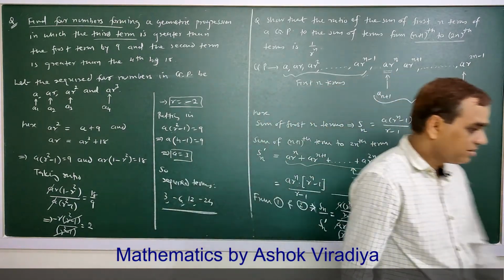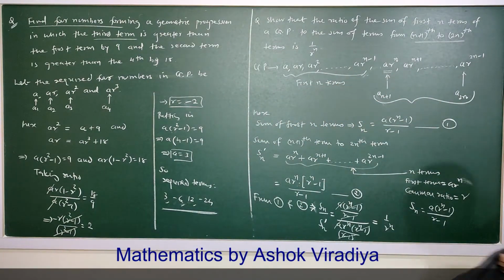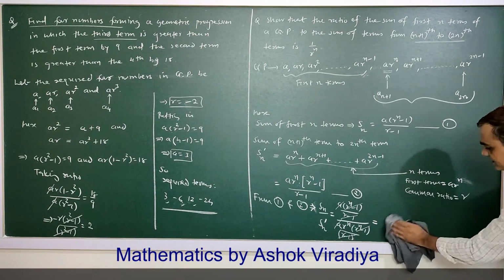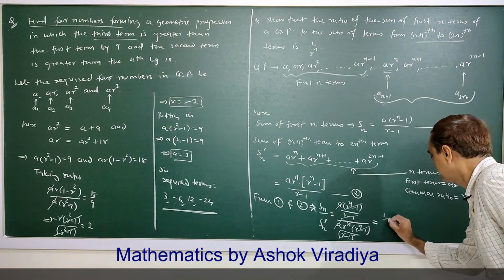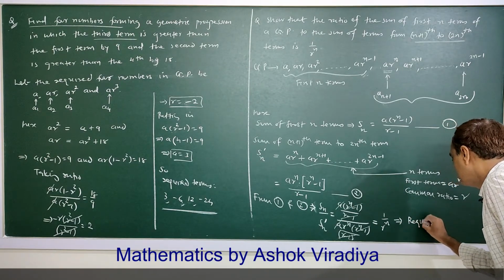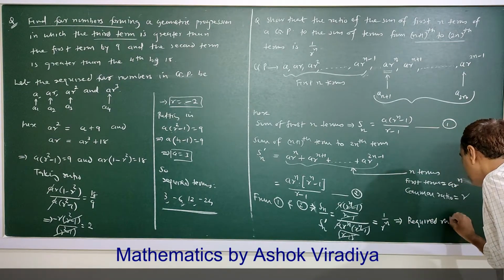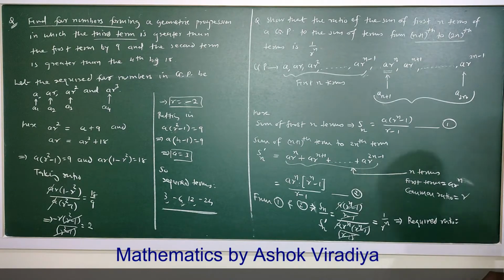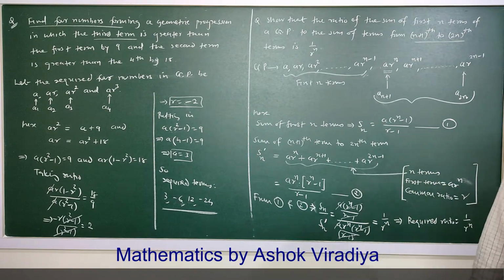So therefore here required ratio is 1 upon r raised to n. Result is proved. So this is the method.